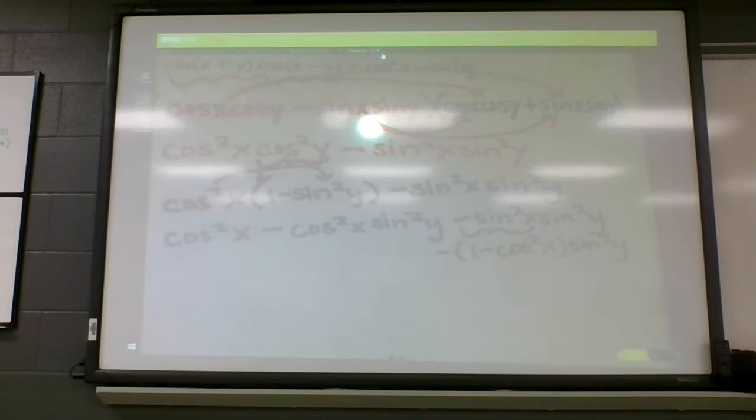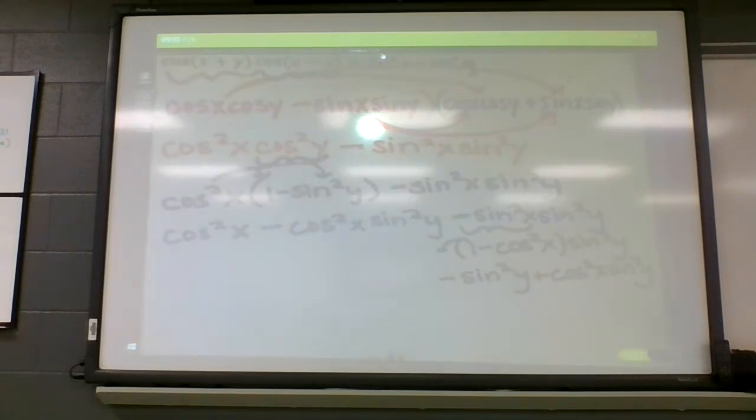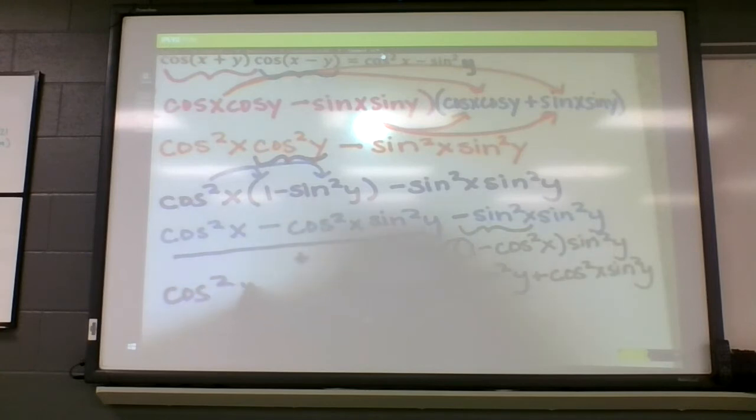Yes. All right, and so I'm going to go ahead and distribute this before I write the rest of it down. This would be a negative 1 being distributed, so that would be a minus sine squared y. And then this would be a negative negative, so a plus cosine squared x sine squared y, just on this last piece here. And then you can take all of this and just bring it down: cosine squared x minus cosine squared x sine squared y.